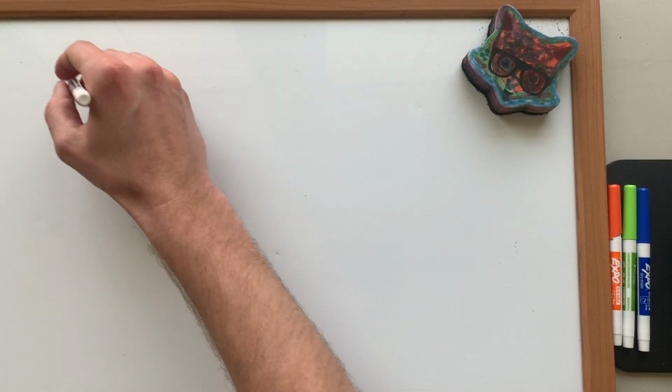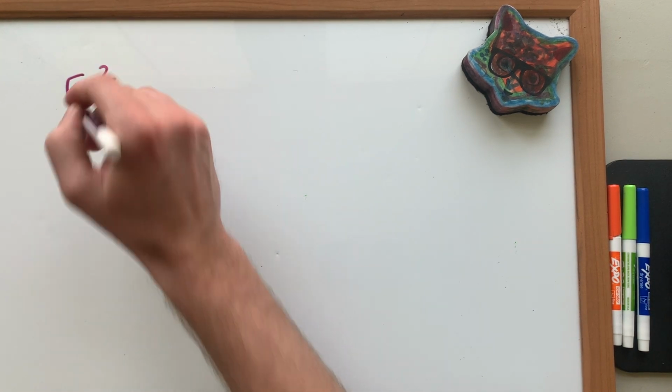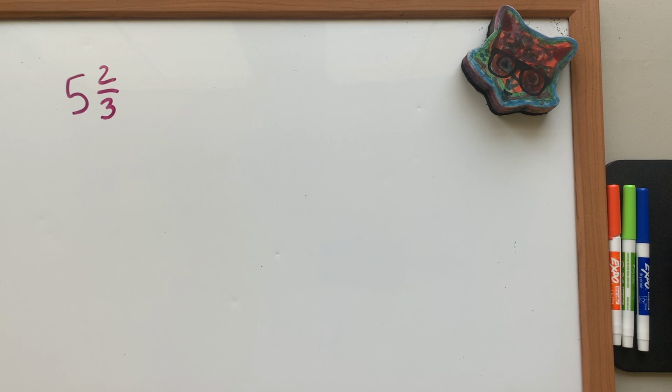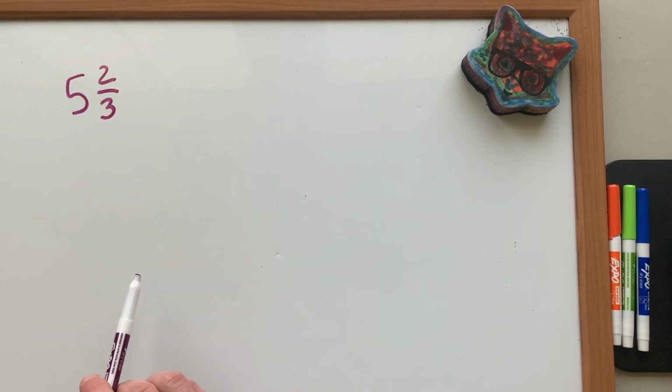When you're working with fractions, sometimes we write them as improper. Sometimes we write them as mixed numbers. How do you convert back and forth? I'm going to show you in today's video. Let's go ahead and write a mixed number on the board. How about 5 and 2/3? Now remember that a mixed number has a whole part and it has a fraction part, and they're mixed together.